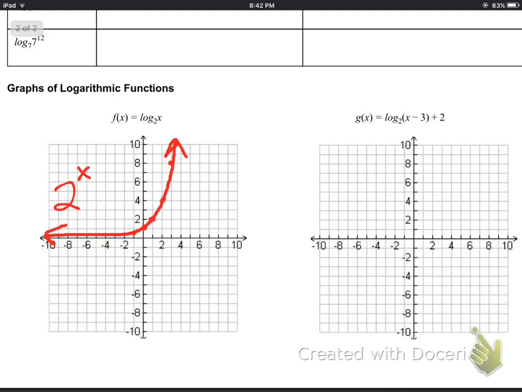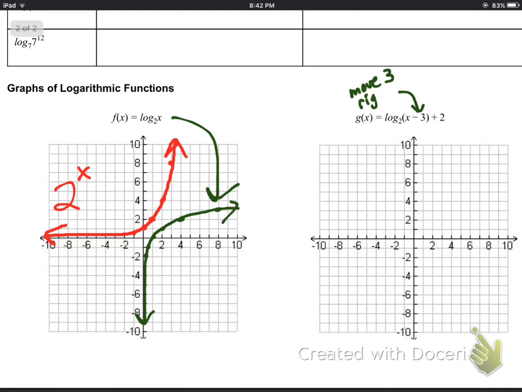Log base 2 of x would look like this, where you plot these points down here. Let's see here. Gotta plot these points. And once you connect those, there we go. This one is log base 2 of x. Remember, it's the inverse of the exponential function.